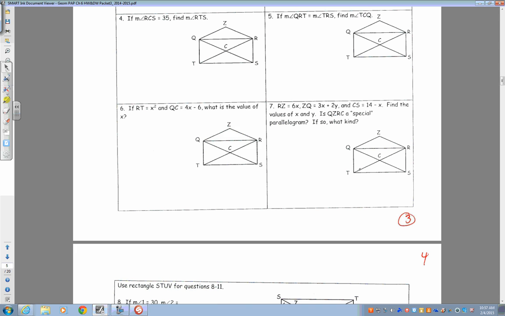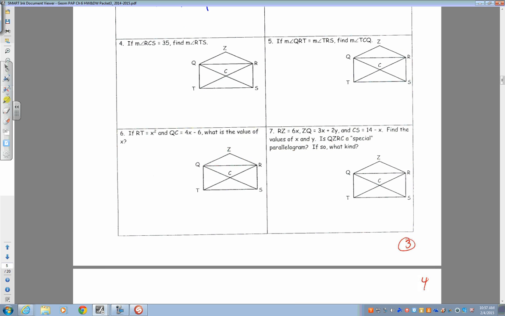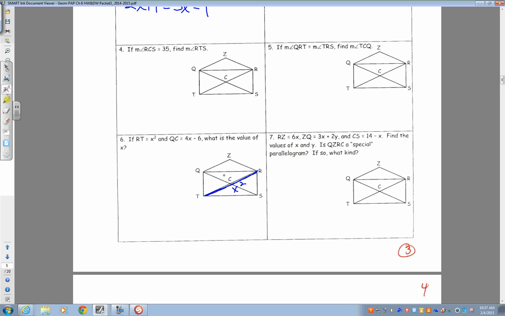Number 6, real quick. Look at number 6. You have quadratics that you will have to do. So, RT, this whole diagonal is going to be x squared. And QC, that's part of the diagonal. That is 4x minus 6. But in a rectangle, what do we know about the diagonals? They're congruent because they bisect each other.